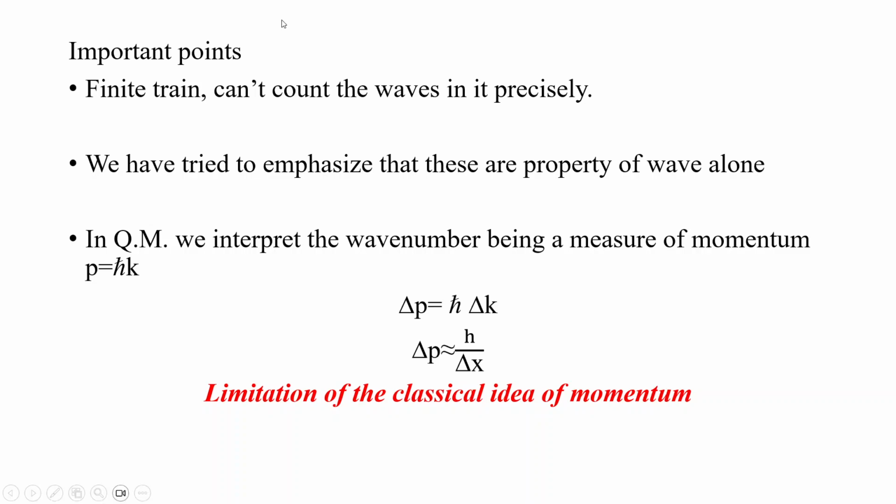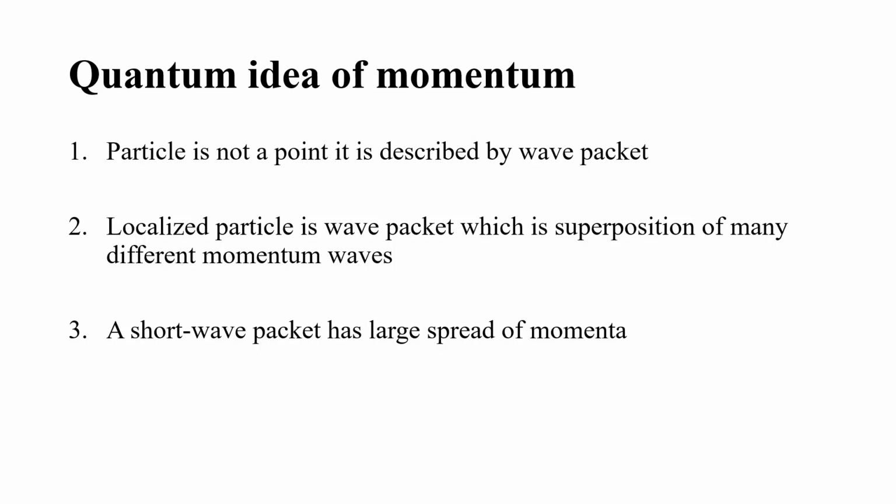We have tried to emphasize that these are properties of the wave alone, but in quantum mechanics, we interpret the wave number as a measure of momentum, which is p equals h cross k. Now delta p equals h cross delta k, and delta p is approximately equal to h upon delta x. So this is a limitation of the classical idea of momentum. In the quantum idea of momentum, the particle is not a point, it is described by a wave packet. A localized particle is a wave packet, which is a superposition of many different momentum waves. A short wave packet has a large spread of momenta.